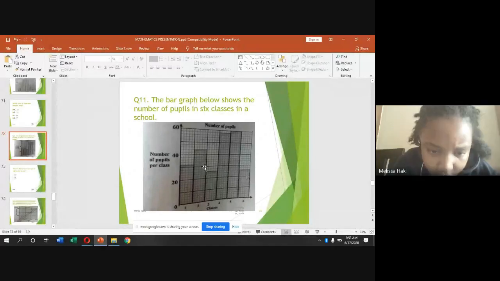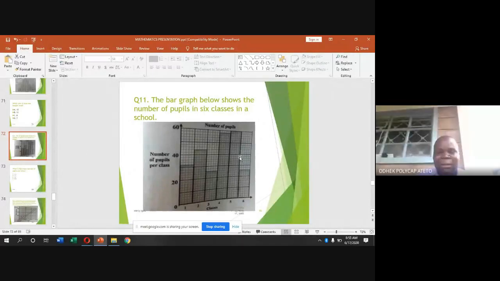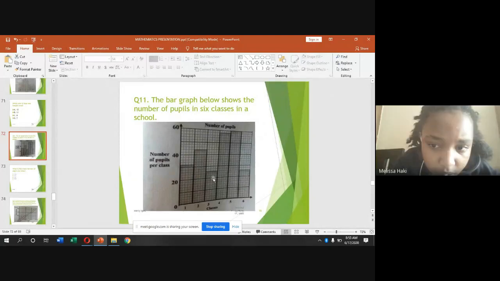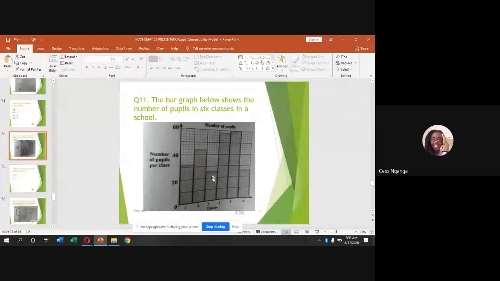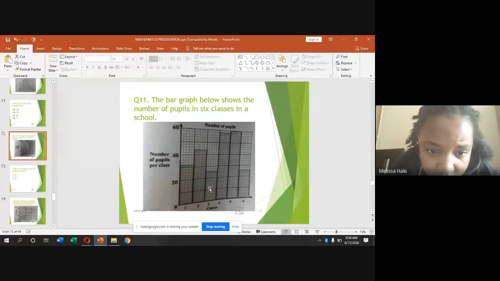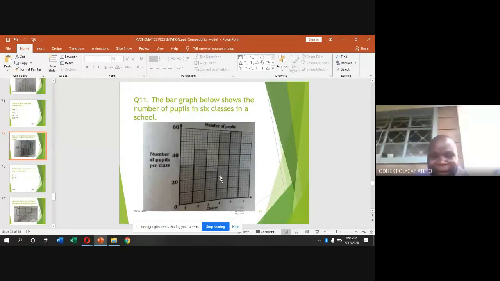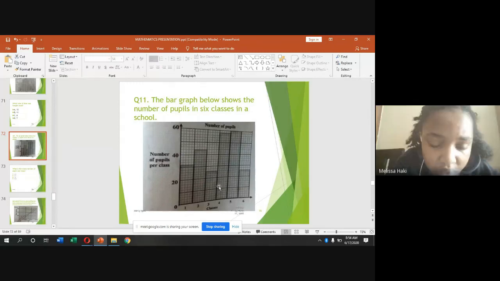In this diagram, which class has the highest number of pupils? Class 5. Which class has the lowest number of pupils? Classes 3 and 6. Which classes have the same number of pupils? 3 and 6.